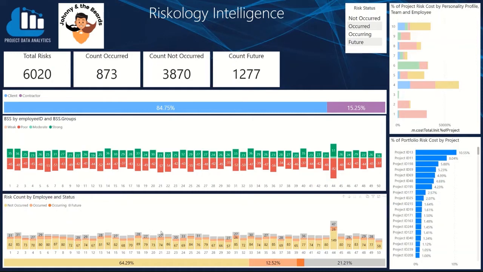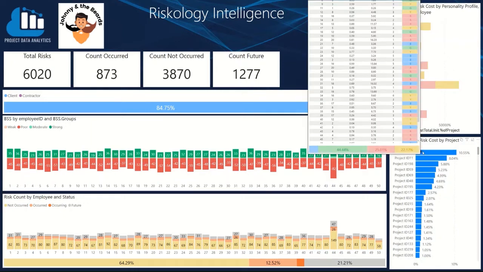On the bottom here, we just have counts of those that have not occurred, those that have occurred, occurring in future. And we can see by far and away, there is more that have not occurred, 64% over the entire portfolio, and the large proportion for each and every risk manager. On the bottom here, we are showing the overall percentage of the portfolio risk represented by the risks associated to a project. So project 13 at the top, 10.5% of the overall risk at portfolio level.